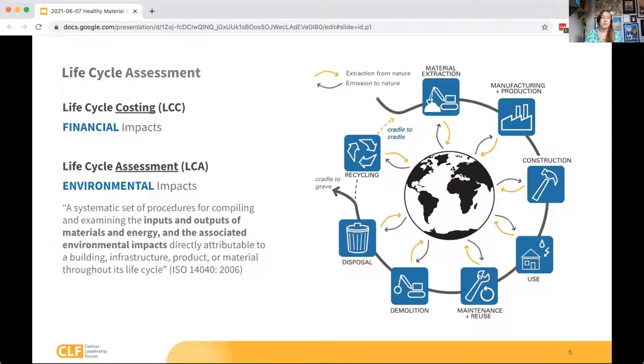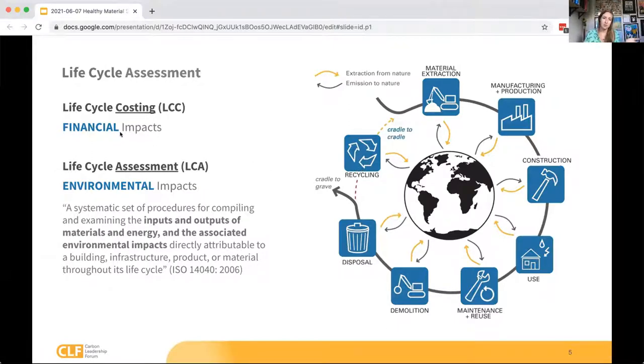If we want to measure embodied carbon and other environmental impacts, we can use something called life cycle assessment. So LCA is a methodology for looking at the inputs and outputs of materials and energy, as you can see labeled here, all the way through the different life cycle stages I touched on briefly before.